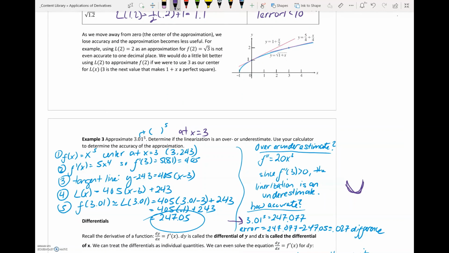Please try the other questions I've given you as your homework. The same steps can be followed when you're doing that, but you do need a lot of practice to really understand linearization.